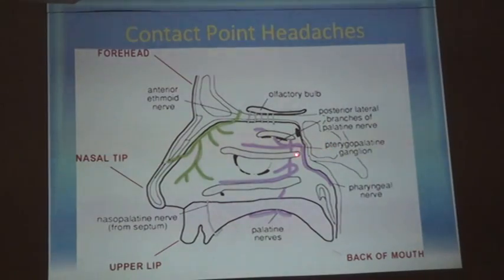This is the pterygopalatine ganglion, and from here so many branches come. So the patient will have pain in the cheek region, sometimes in the anterior part of the teeth and hard palate area.